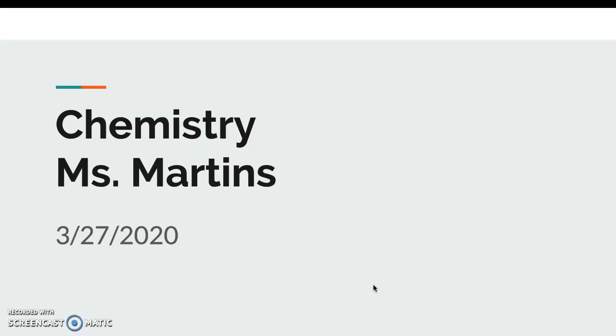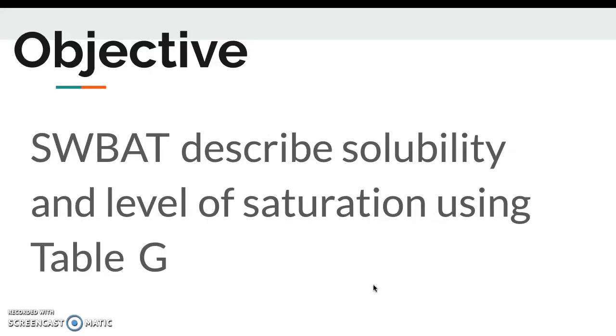Our first lesson was reviewing Table F. We were able to differentiate between the definition of solute and solvent and a soluble substance versus an insoluble substance. We were also able to use Table F to determine whether a compound was soluble or insoluble. Today, we'll be able to describe solubility and level of saturation using Table G.